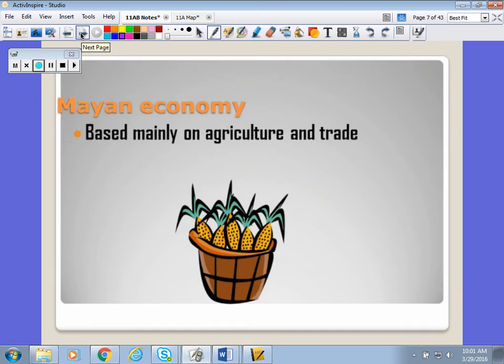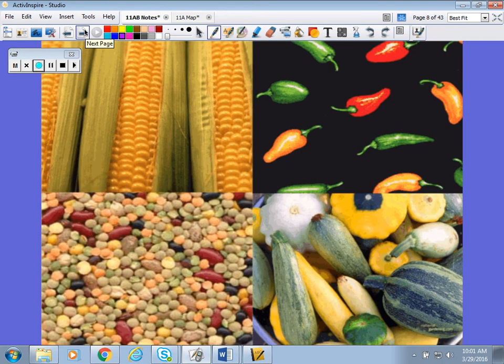Mayan economy is going to be based on agriculture and trade. So we've got farming. Individual villages will grow certain crops and they'll trade with neighboring ones that might grow something different. So again, agriculture is the key, and then there is trade. Some of the crops that they will grow are stuff obviously you would know is native to Mexico.